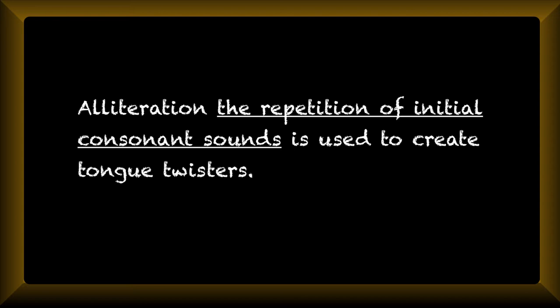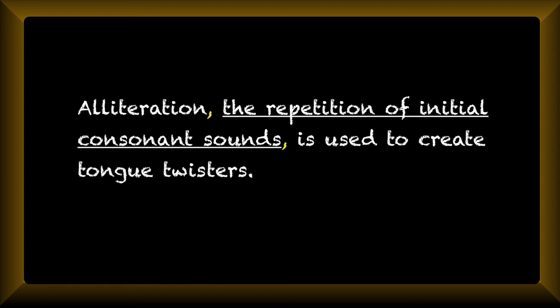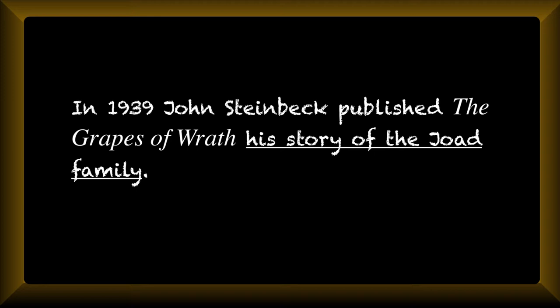In each of the following sentences, the appositive or appositive phrase is underlined. Pay attention to the intended meaning and insert any necessary commas. Alliteration, the repetition of initial consonant sounds, is used to create tongue twisters. In 1939, John Steinbeck published The Grapes of Wrath, his story of the Joad family.